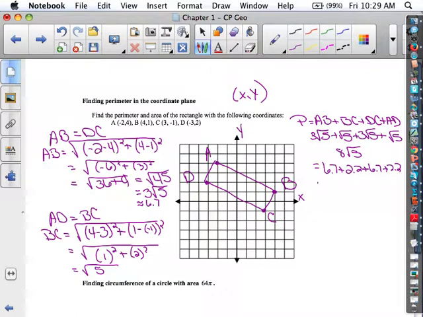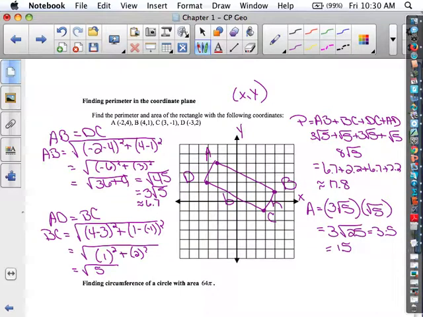Which gives me approximately 17.8. Then the area, I'm going to take the base times the height. In radical form, that would be 3 root 5 times root 5, which becomes 3 square root of 25, which becomes 3 times 5, which is 15.